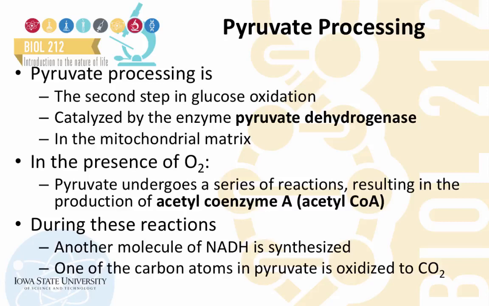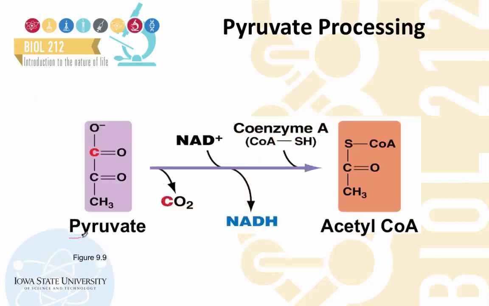In the presence of oxygen, pyruvate gets converted into acetyl coenzyme A, and during this process, another molecule of NADH is synthesized, and one of the carbon atoms in pyruvate is oxidized to carbon dioxide. The pyruvate formed at the end of glycolysis is converted to acetyl coenzyme A.